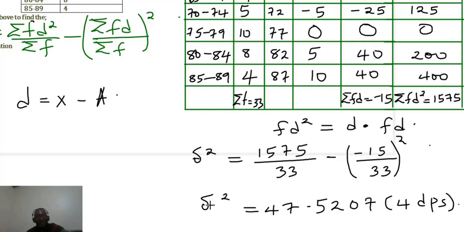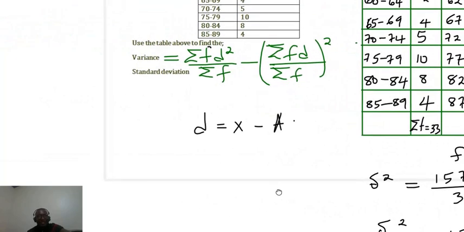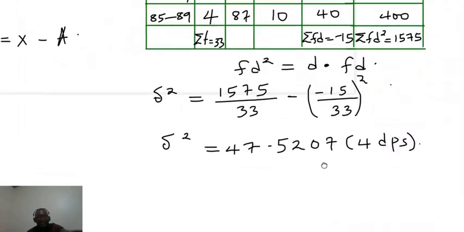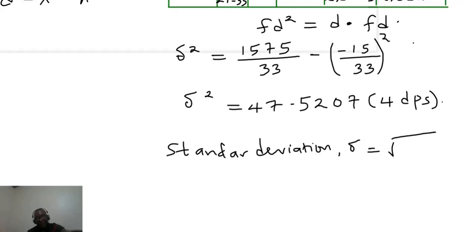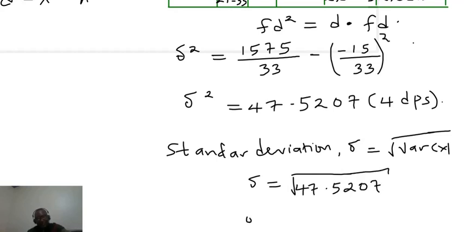Then we need to complete by finding the standard deviation, which is equal to the square root of the variance. Our variance is now 47.5207. For the standard deviation, still from our calculator directly, we get 6.8935, and this is still to 4 decimal places.